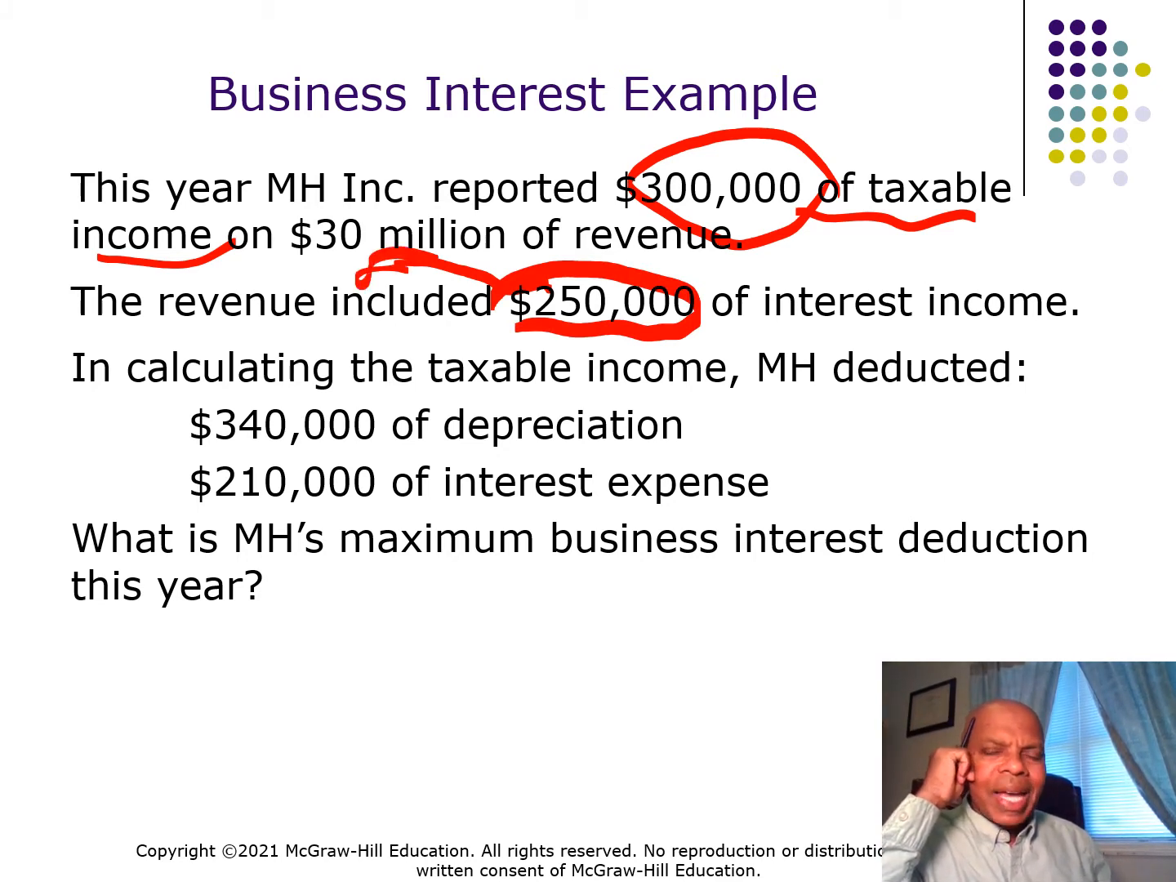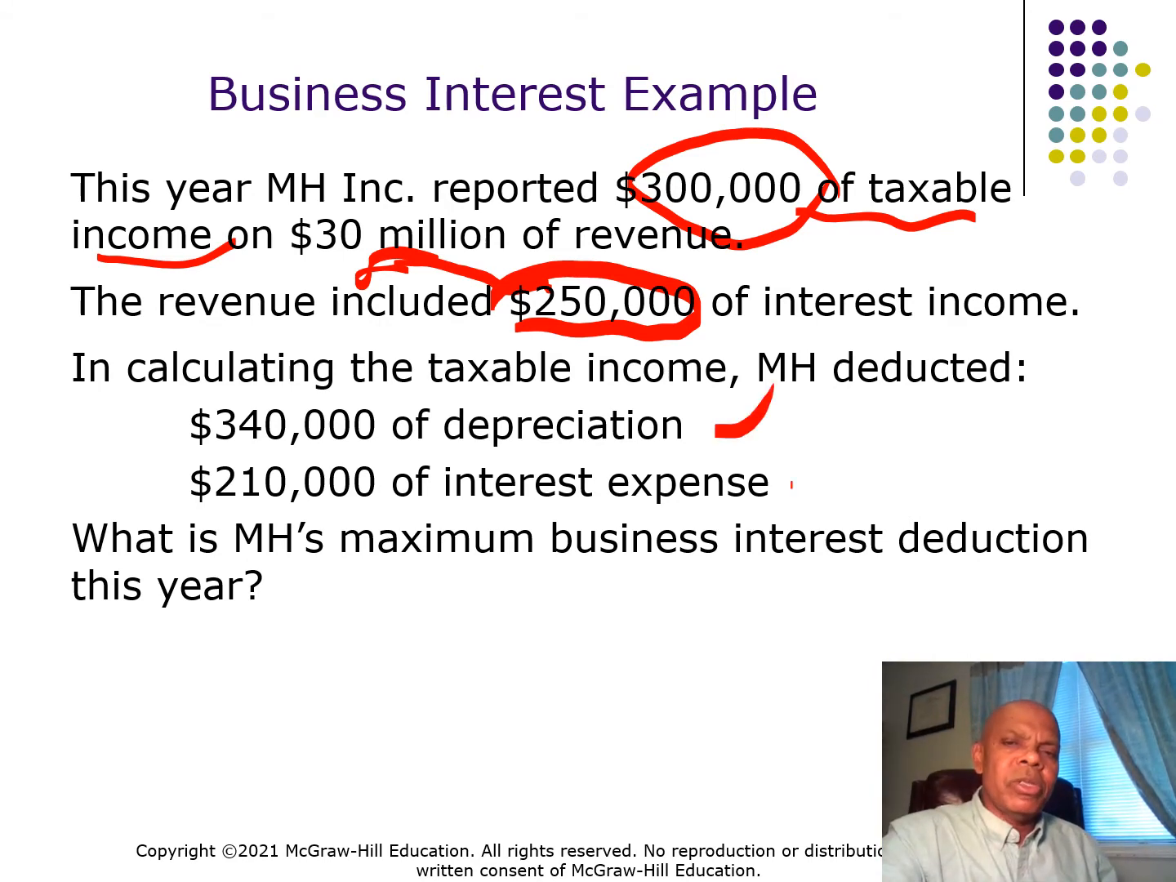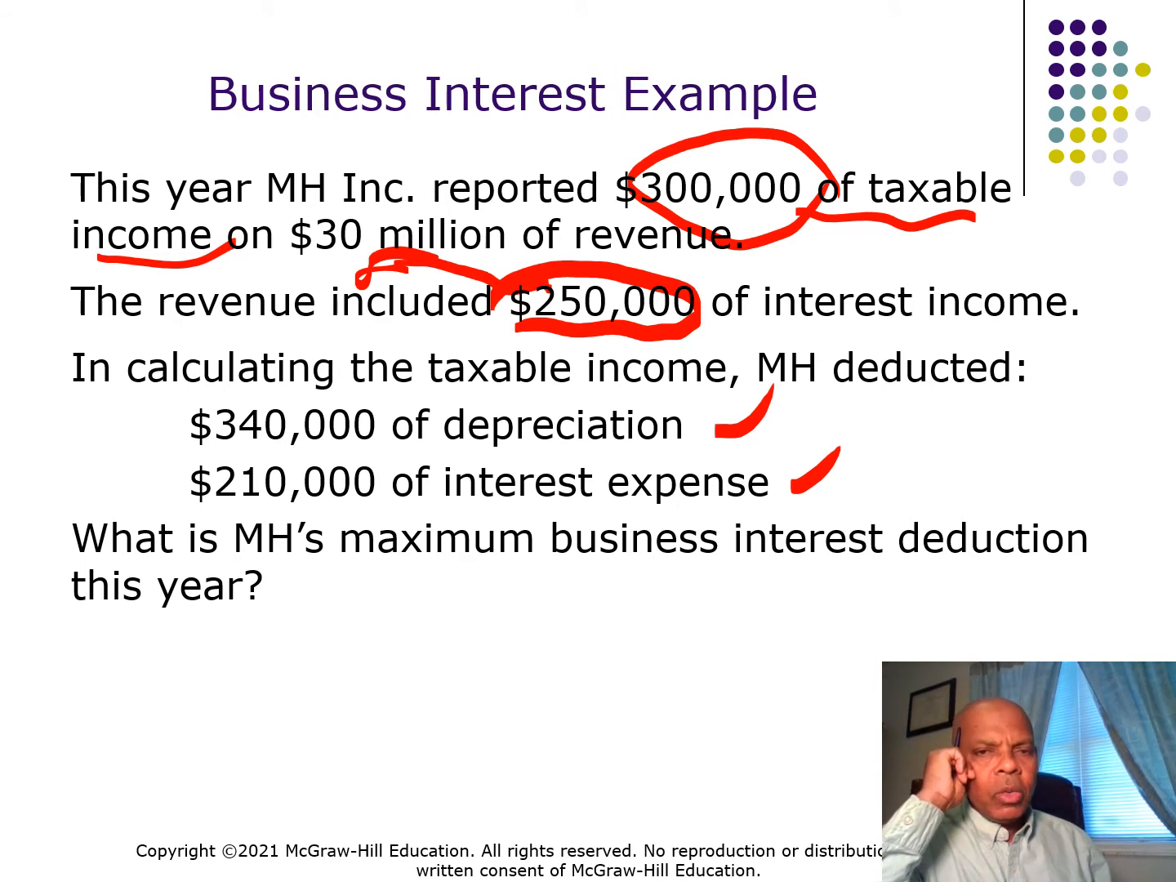In calculating taxable income, MH deducted $430,000 for depreciation, so you've got to add it back, and $210,000 for interest expense, you have to add it back, right? What is the maximum business interest deduction this year? Let's figure it out based on the facts that we have here.